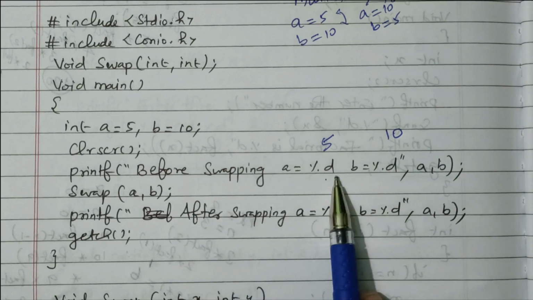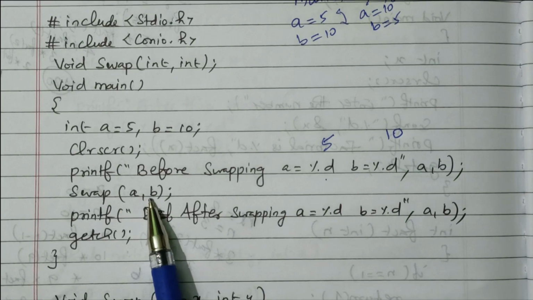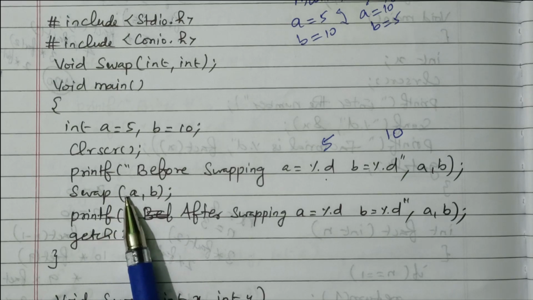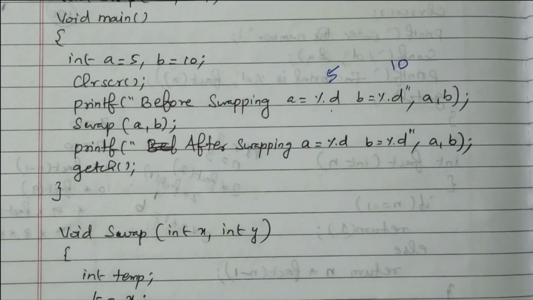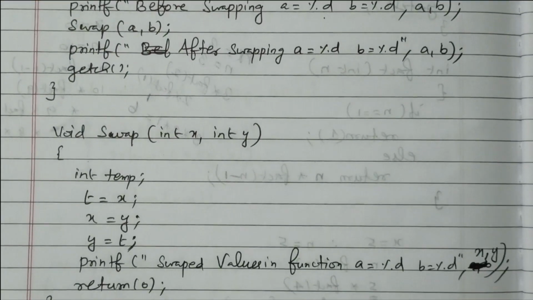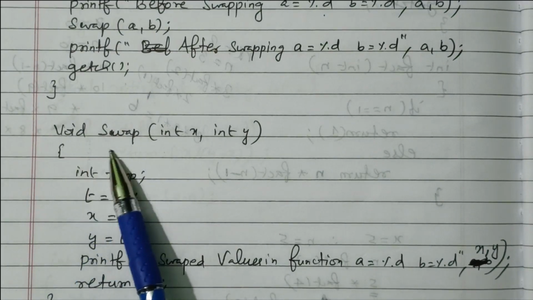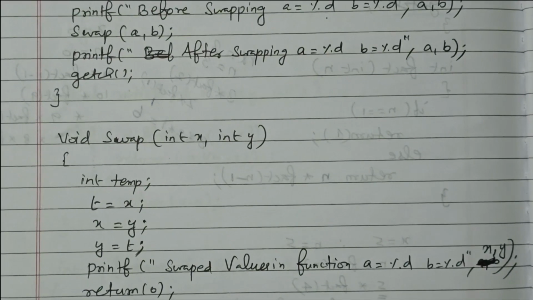So after printing, we are calling this function swap(a, b). Now what will happen? The control will transfer to the function. This is nothing but function calling. So now control goes to the function name swap. The control will transfer to this function: void swap(int x, int y).